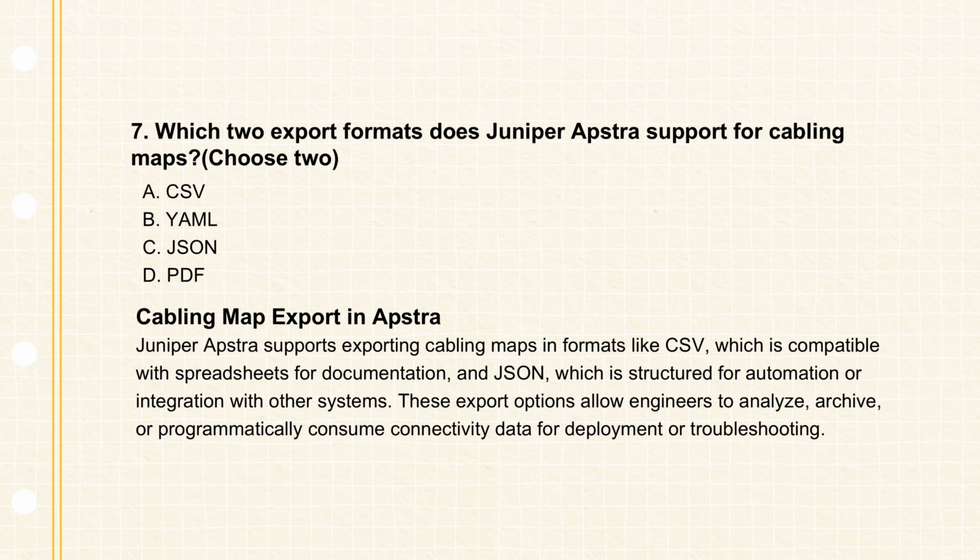What about practical stuff, like getting documentation out? If you need a cabling map from Apstra, say for records or to feed another system, what formats can you export it in? Apstra's pretty good with integrating. For cabling maps, it supports exporting in two main formats, CSV. Spreadsheet friendly? Exactly. Good for quick reviews, maybe manual checks, and also JSON. Ah, structured data, good for automation. Right. JSON is great if you want to feed that cabling info into, say, an inventory system or use it in scripts. It shows Apstra thinks about the whole life cycle, not just deployment. That integration capability is definitely key.